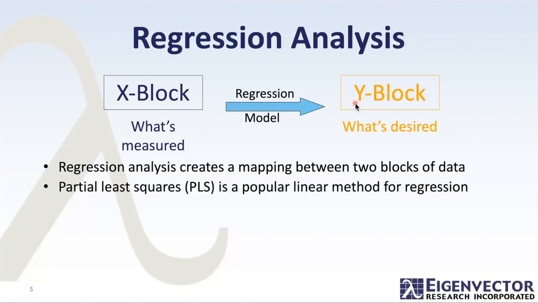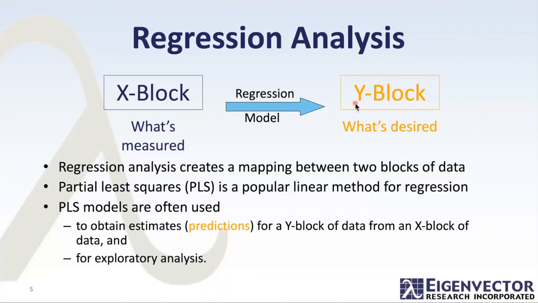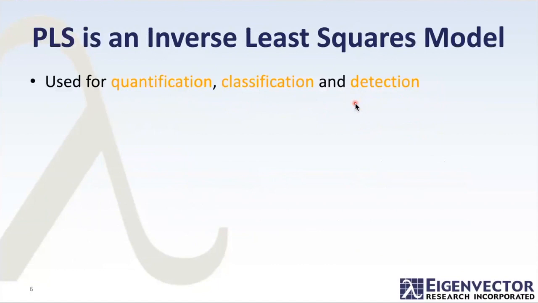So partial least squares is really one of the most popular linear methods for regression. And in chemometrics, I think a lot of people assume that if you're doing chemometrics, you're doing PLS. But it's just one of the methods. It just happens to be very popular and very useful. We often use PLS models to obtain estimates, i.e. predictions, for a Y block of data from an X block of data. But we also use regression analysis for exploratory analysis to try to understand our system that we're measuring and working with. So we're going to use PLS for quantification today, but it can also be used for classification and detection.